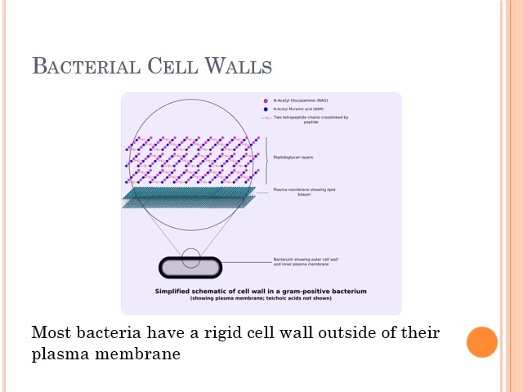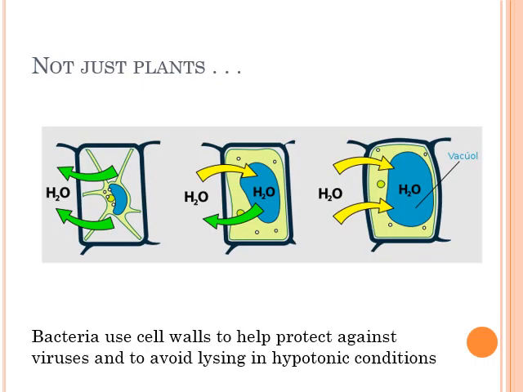So we've talked a bit about glycocalyx, and let's talk about the cell wall, which is oftentimes right underneath that layer of glycocalyx. Most bacteria have a very rigid cell wall right outside of their plasma membrane. So it's not just plants. You guys remember plants. Plants have a cell wall. You learned about that in 101, and that gives them that square shape.